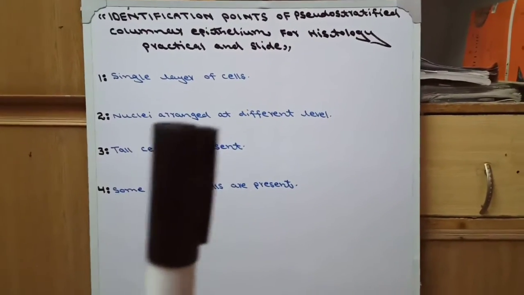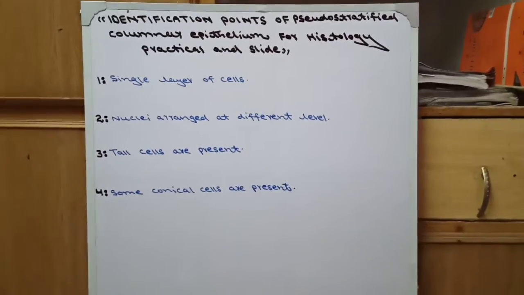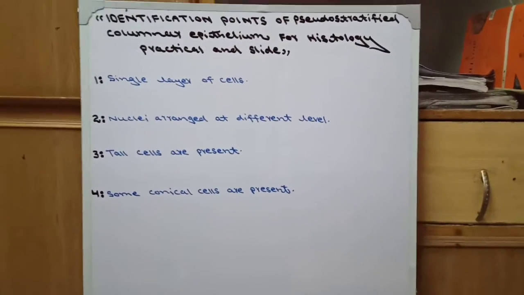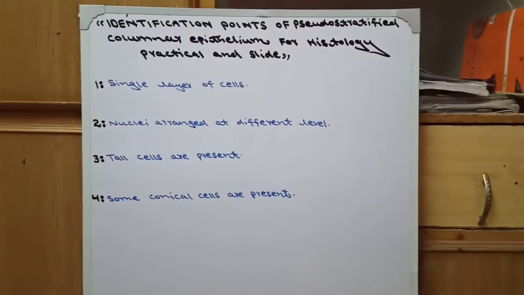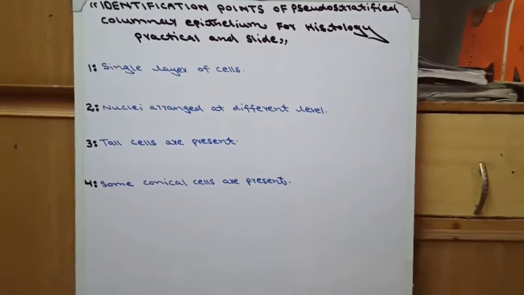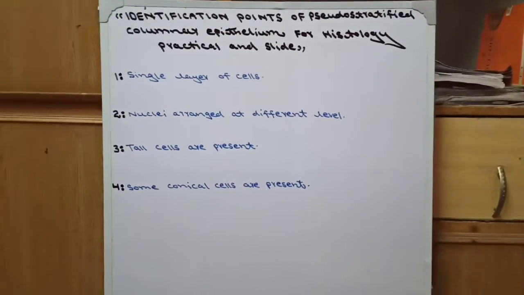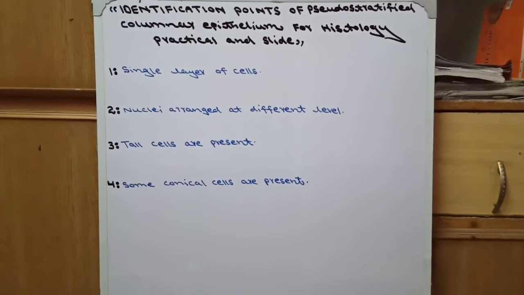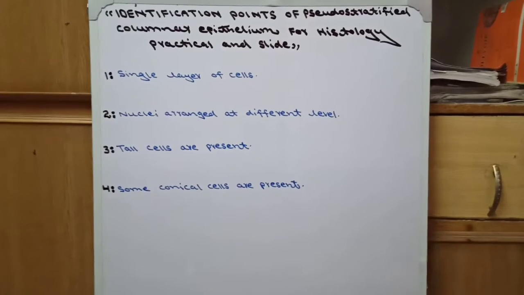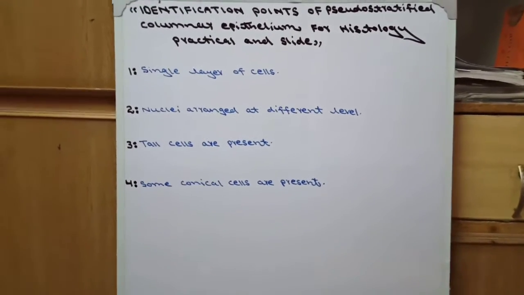Number two, nuclei arranged at different levels, which gives a false appearance of stratified epithelium. The third, tall cells are present which have a broad apex and narrow base.